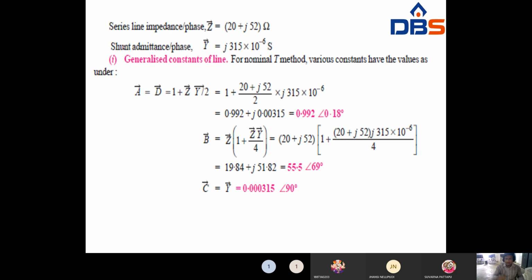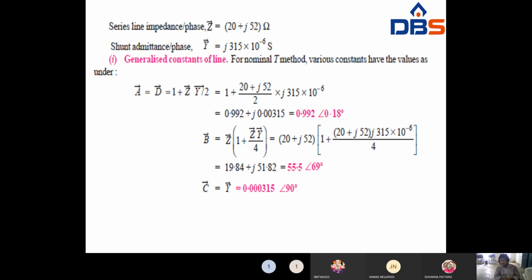So first you have to determine the ABCD constants of the line. What is another name for ABCD constants? Generalized constants of the transmission line. So first you have to determine the generalized constants of the transmission line, by using the nominal T method.